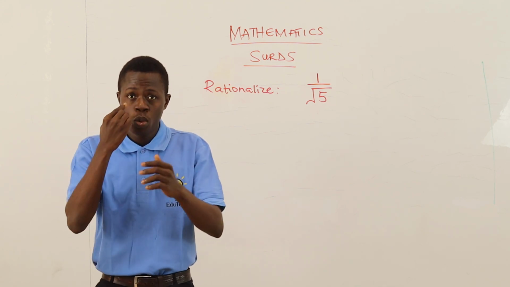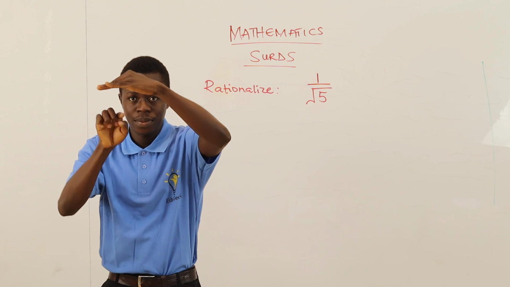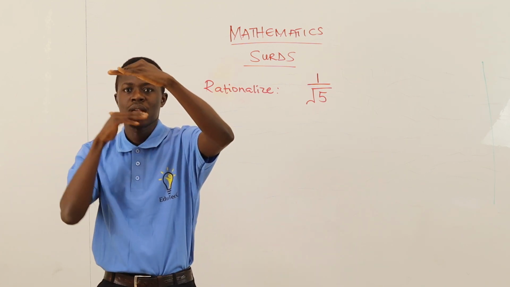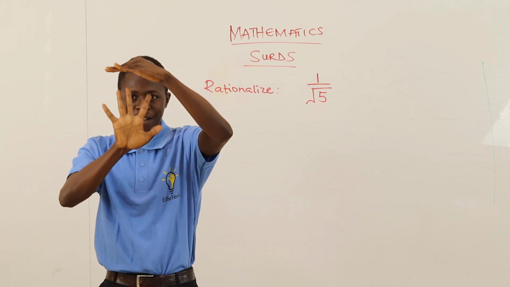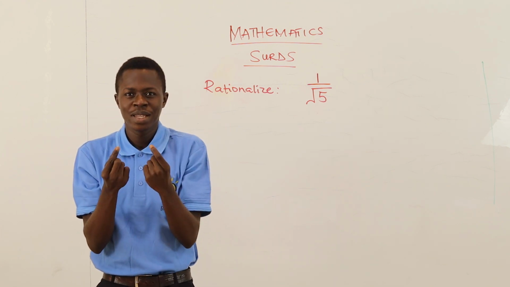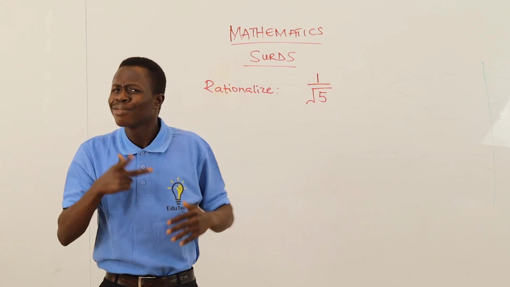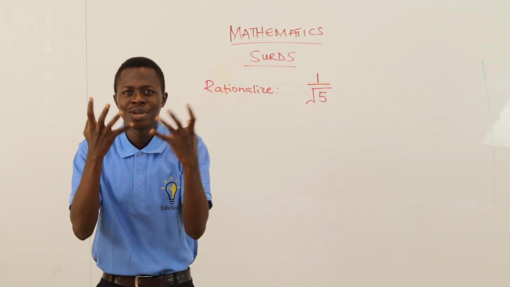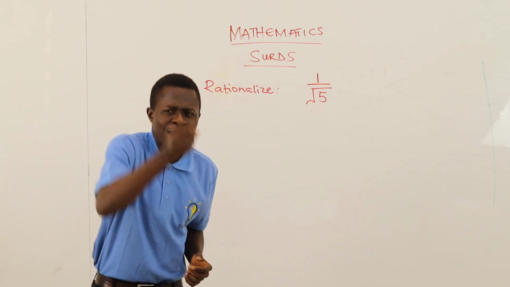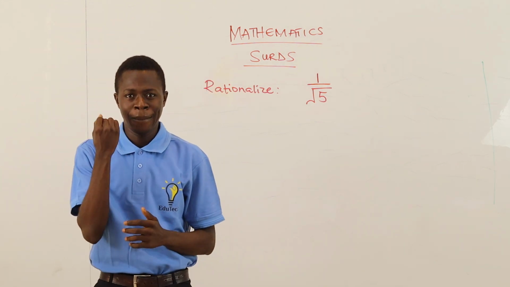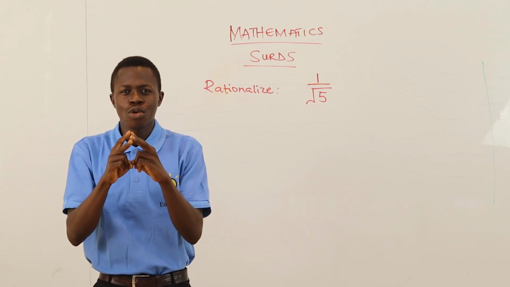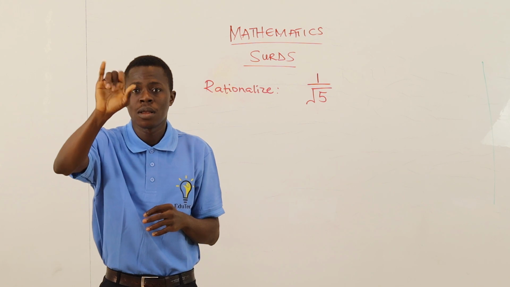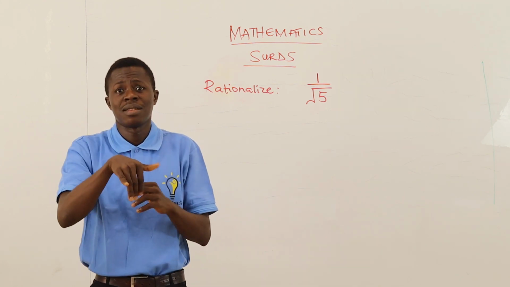So what does it mean to rationalize a surd? Now you see that with the surd we have the numerator and the denominator. The numerator is 1 and the denominator is square root of 5. Normally with rationalization, we do not like to see the denominator with the square root sign. So what we do with rationalization is remove the square root sign from the denominator.